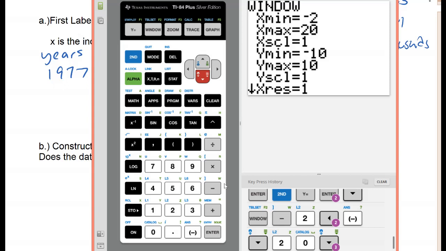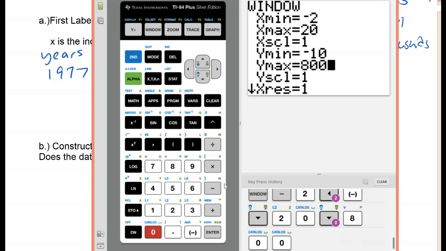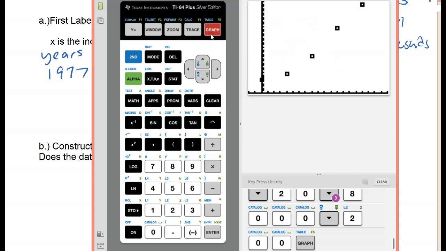My biggest y was 17,681, so I'll probably just do 18,000. That'll make sure I can see everything. And then I'm going to scale by 200. Scaling is just how many dash marks. So every 200 units, my dash marks are going to show up. If you don't scale it, that's fine, the y-axis will just look like a blob of dash marks. Then graph, and there's my scatter plot. There's all my points. And there's the first point at the year 1977.